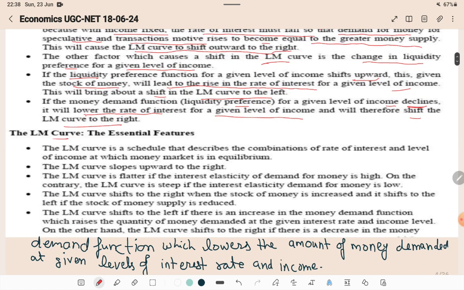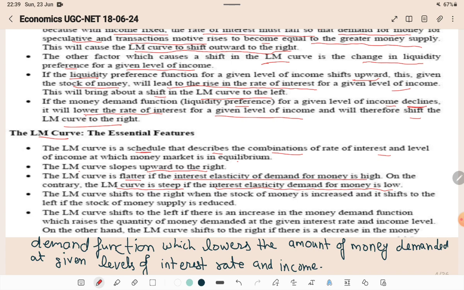Now the essential features of the LM curve. The LM curve is a schedule that describes the combination of a rate of interest and level of income at which the money market is in equilibrium. The LM curve slopes upward to the right. The LM curve is flatter if the interest elasticity of demand for money is high. On the other hand, the LM curve is steep if the interest elasticity of demand for money is low. Here is the answer to our question.